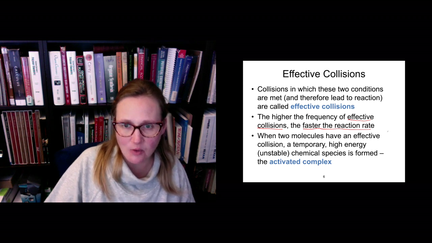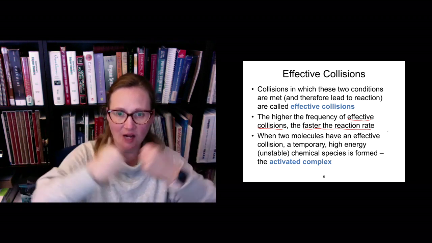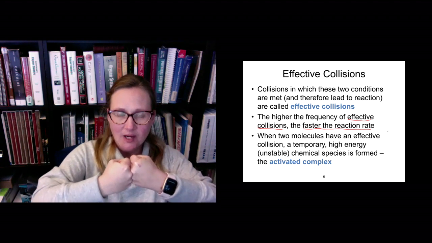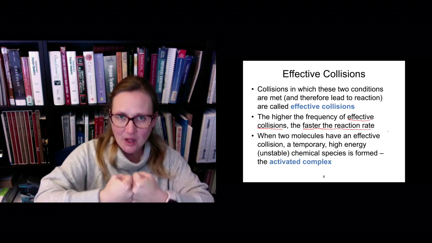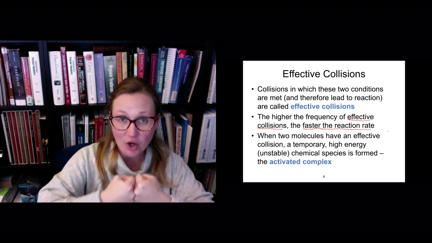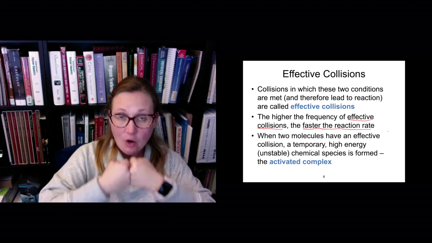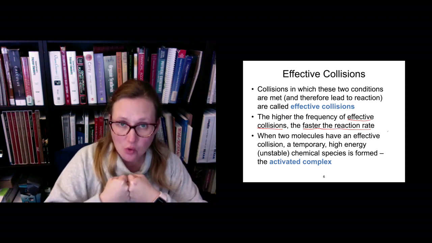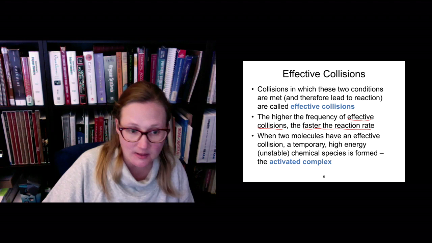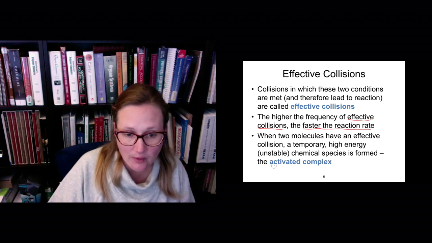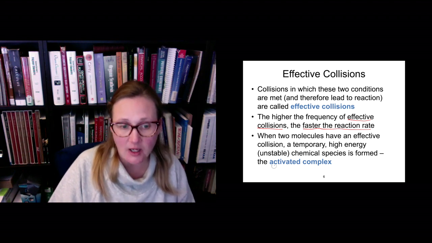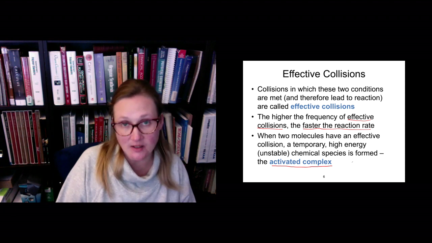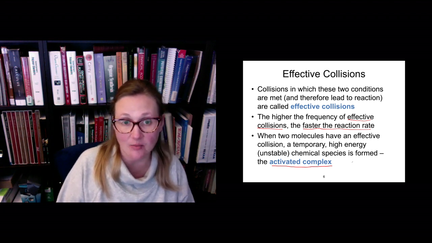Let's go back to what we talked about. We have two molecules, they come and collide. They have enough energy, and they're in the right orientation. That's called an effective collision. When they do that, they form the activated complex, which you may also know as the transition state. So that effective collision is forming that activated complex.